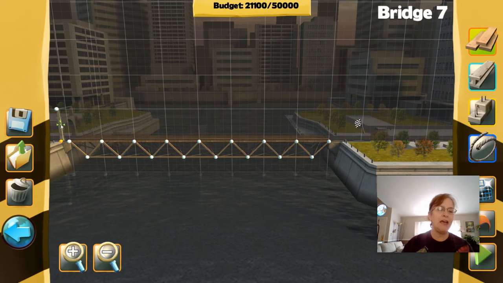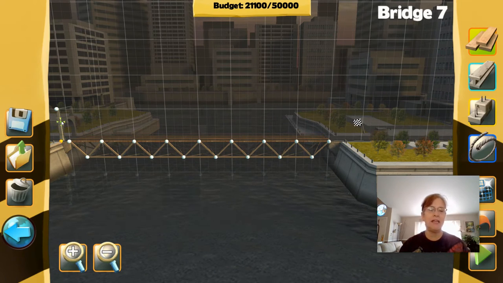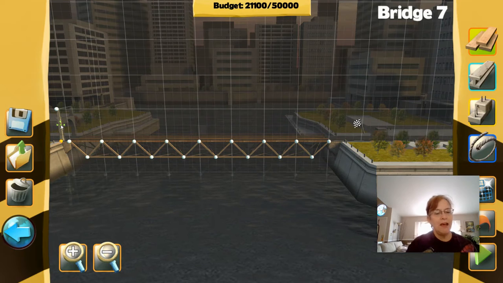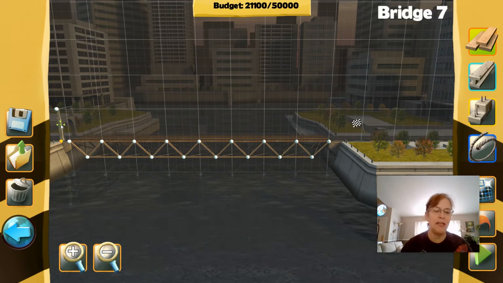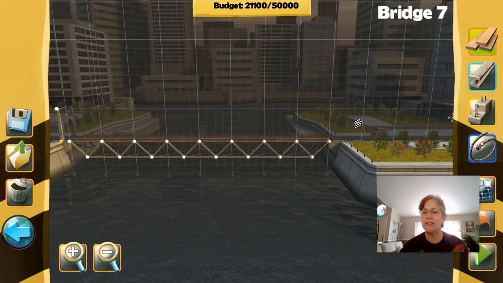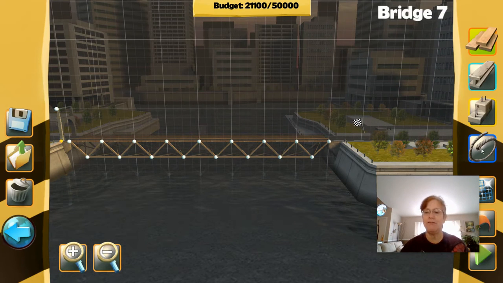But notice I have something here. I have a very nice abutment. And so I can actually use that. And notice I have cable this time. So that's kind of exciting.